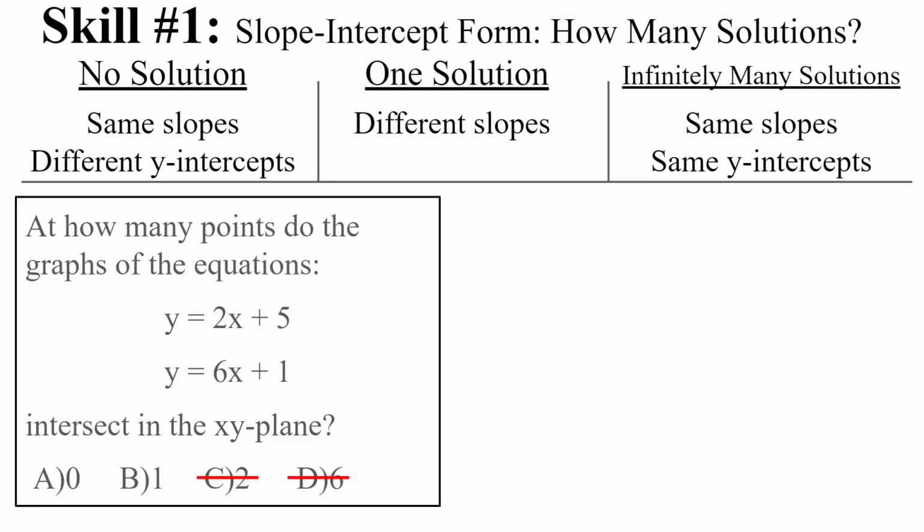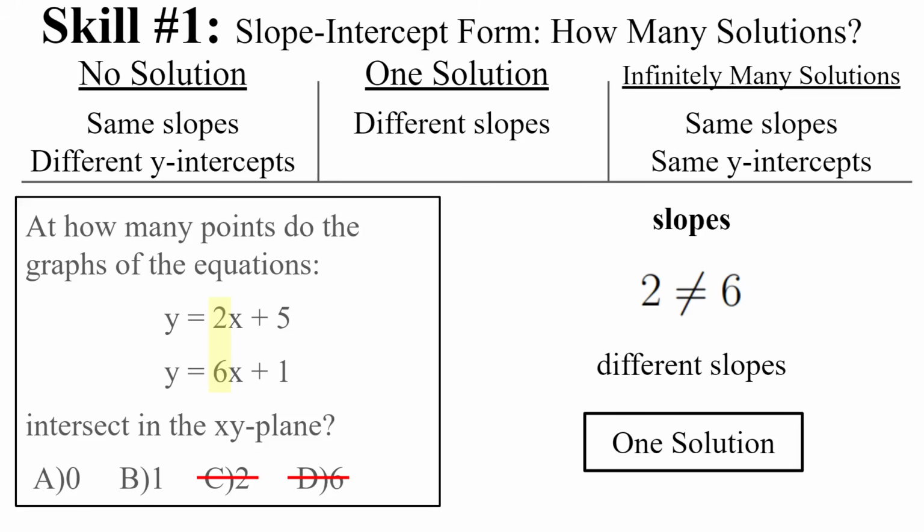The very first thing we're going to do is look at the slopes. So the slopes are 2 and 6. We see that those are not equal, so we're going to write 2 is not equal to 6. If they're not equal, that means they're different. And with different slopes, we don't even need to check the y-intercept. We know that those have one solution, which means they have one point of intersection. So the answer is B.